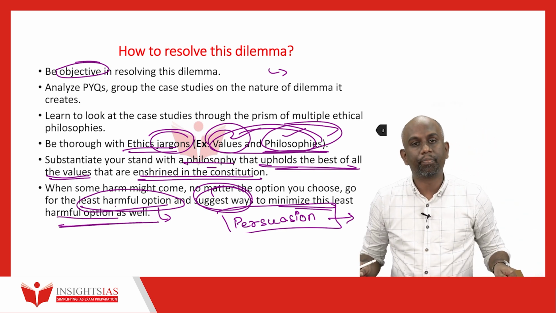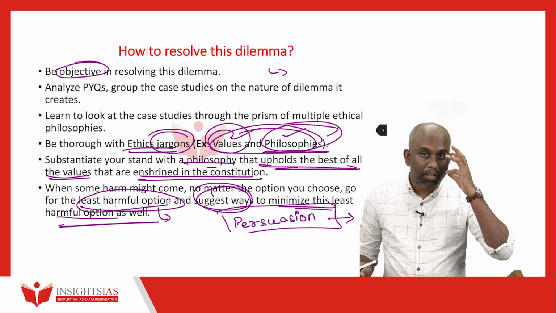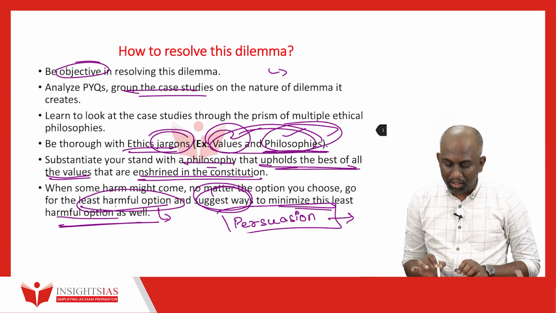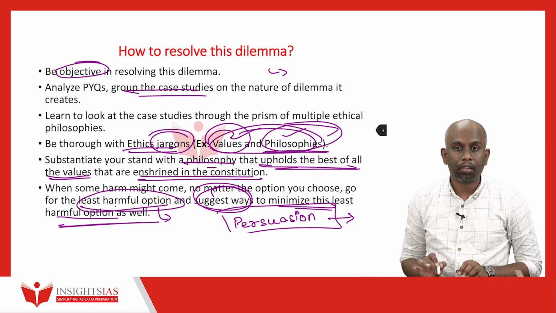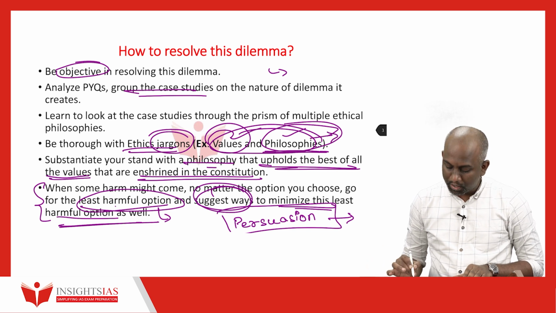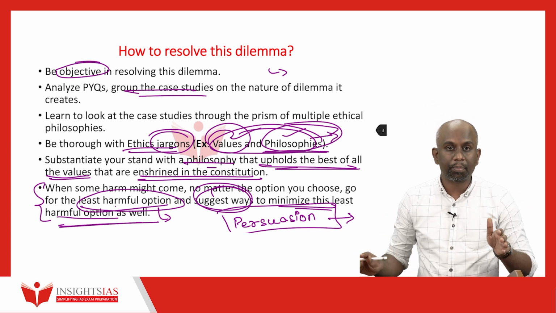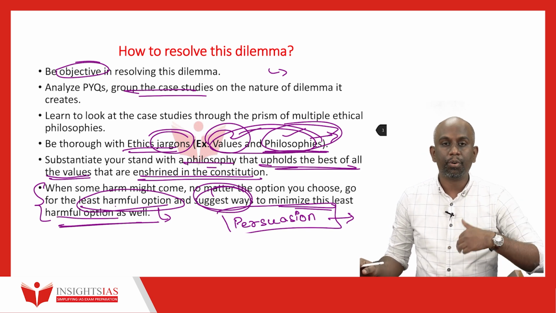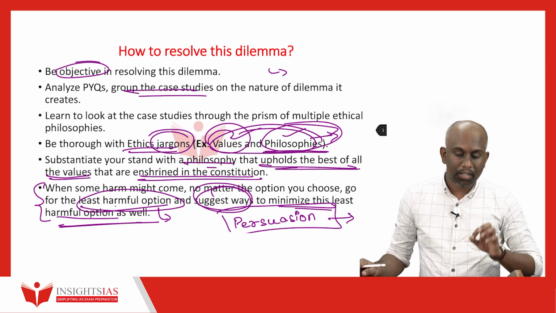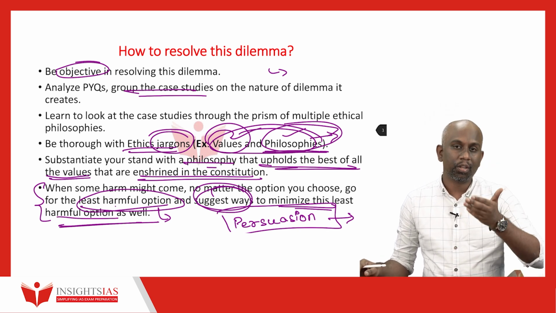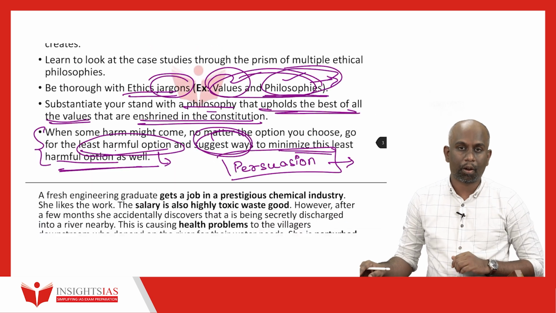And even when some harm is being created, make sure you suggest some ways to minimize this least harmful option as well. These are some of the things that I want you to keep in mind when you are grouping the case studies. When you're reading the case studies, this is what I want. As and when I discuss philosophies, I will be taking up case studies in particular, and I will be discussing what you need to do. I will just take one example of a case study and I'll tell you how to write an answer or how to think about it.